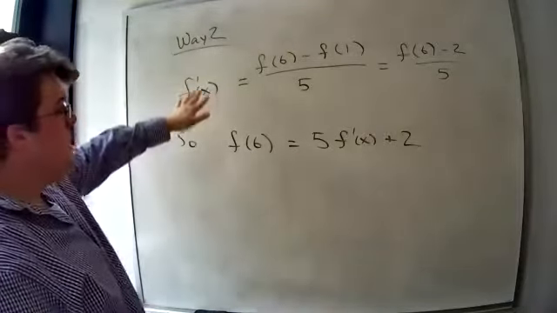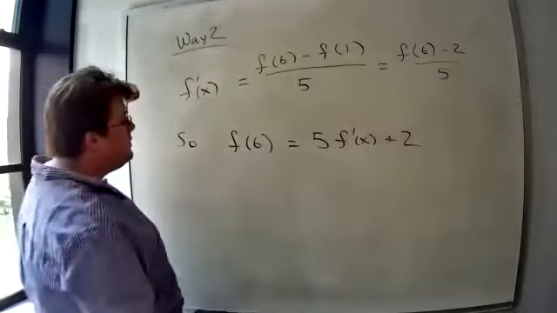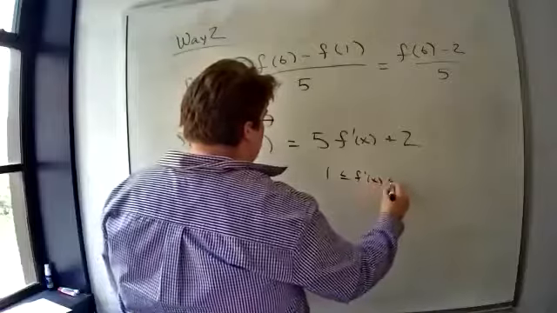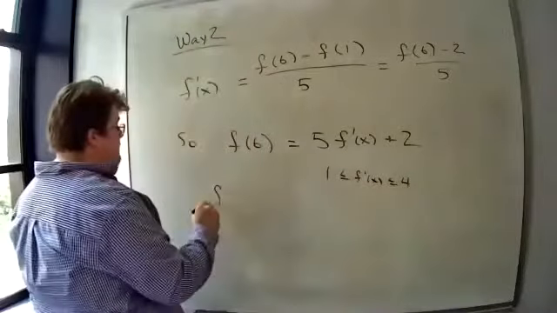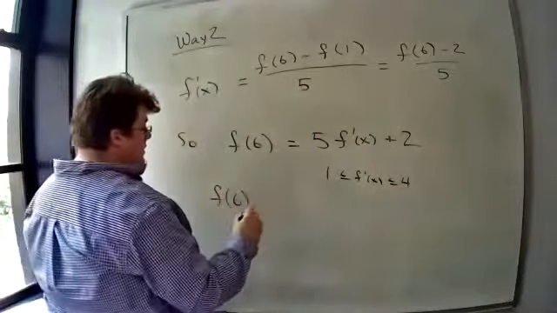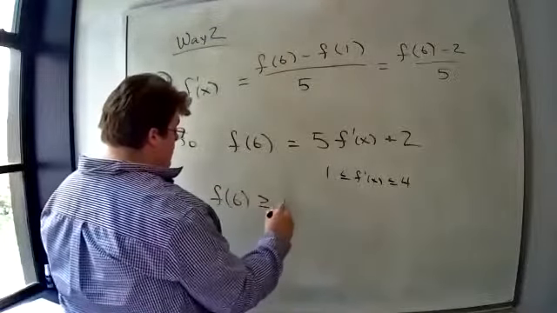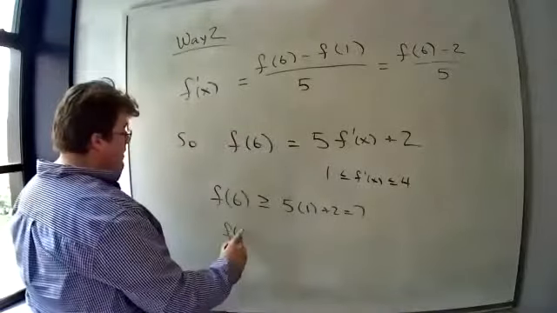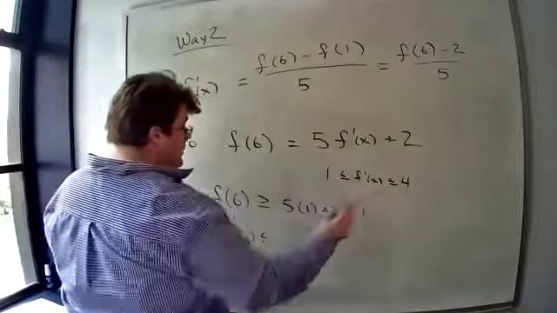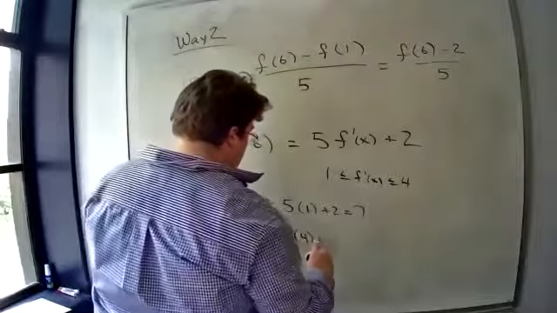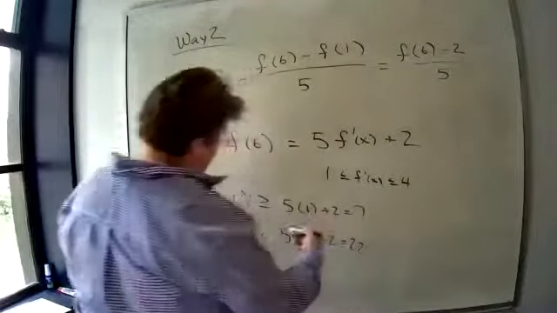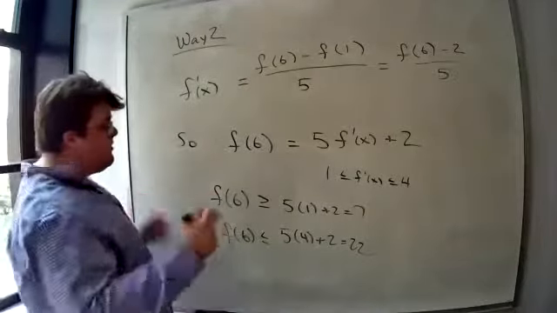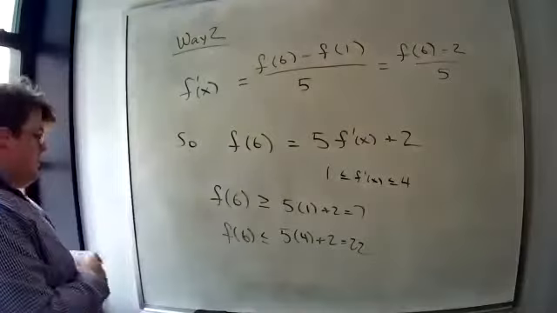And this equation exists only because of the mean value theorem assumption. But since the derivative is between 1 and 4, that tells you f of 6 is at least 5 times 1 plus 2, which is 7. And f of 6 is at most the largest. Yeah, but those are the same two equations that showed up before. So either way you would want to think of that is okay.